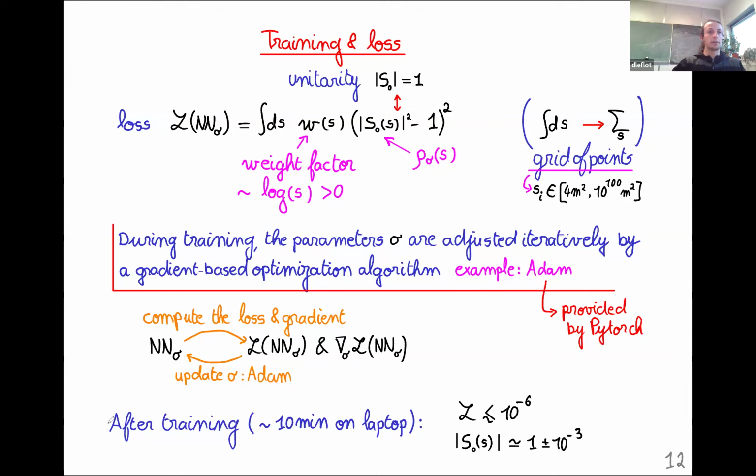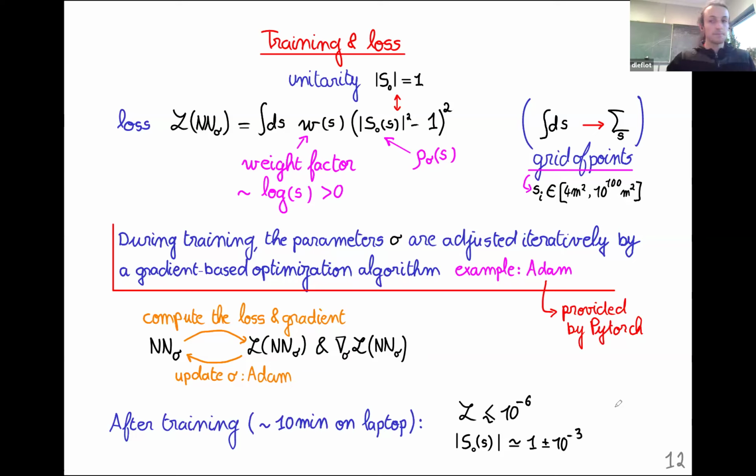In our case, the training lasts around 10 minutes on a standard laptop. And the loss plateaus around 10 to the minus 6. This corresponds to having our spin zero partial wave equal to 1 with a precision of 10 to the minus 3.